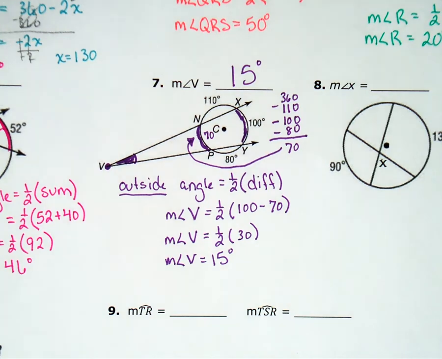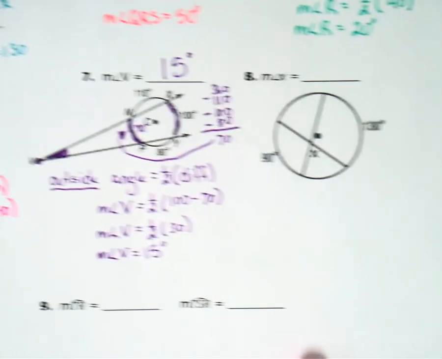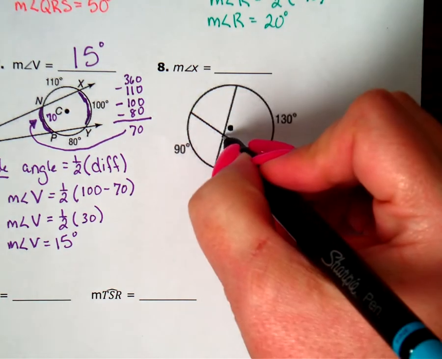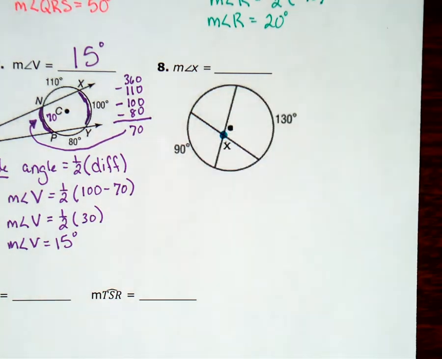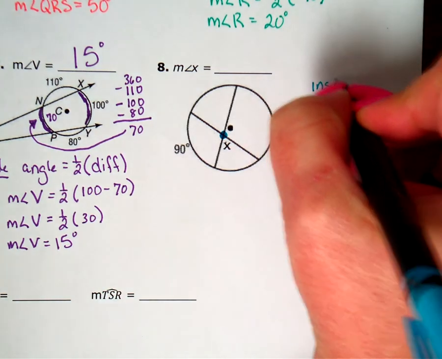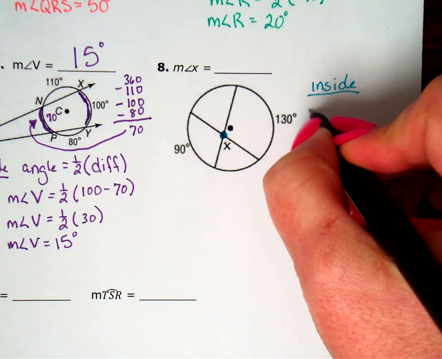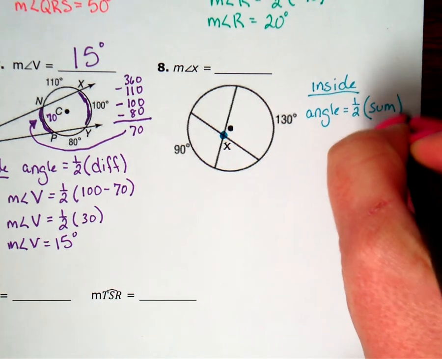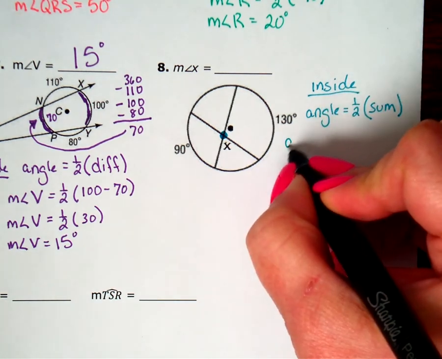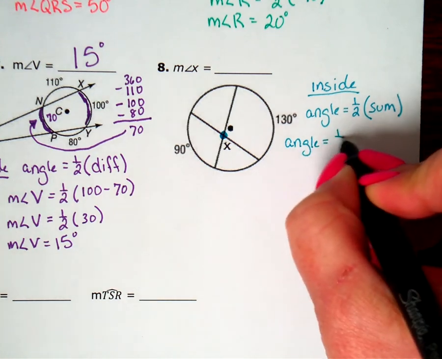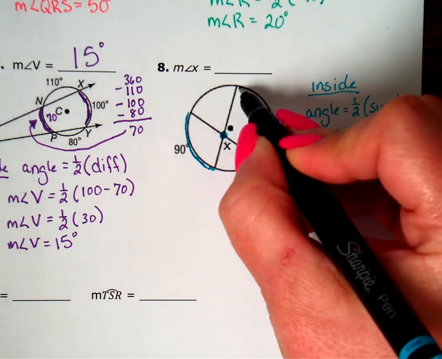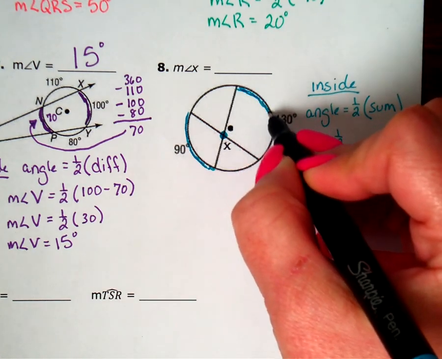Okay, 2 more. All right, when we look at number 8, number 8 is kind of an interesting one, and it's one where it's really easy to make a mistake, okay? Because when I look at this picture, my first instinct is to go, okay, we are inside the circle. So that means my angle equals 1/2 the sum. So then we go, okay, that means that angle is 1/2, and I can see I have 2 arcs that I know. This one here is 90, and this one here is 130.